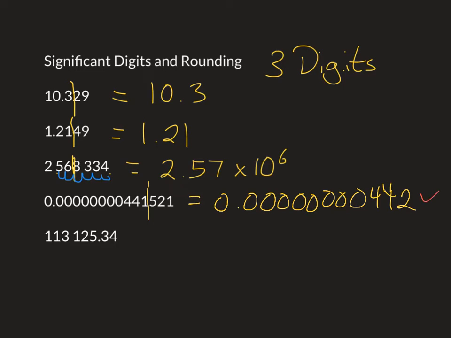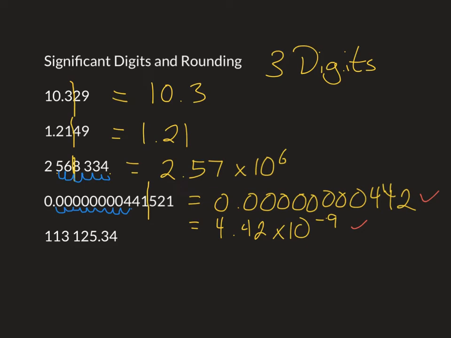Totally correct. But there's another way we could do it because that's a big number and it's hard to write stuff like that. It's annoying. So I also could have written 4.42 times 10 to the power of, how many times did I move that decimal? I moved it to here. So I moved it 1, 2, 3, 4, 5, 6, 7, 8, 9 times. So 4.42 times 10 to the power of negative 9. Okay? Both of these would get you full marks on a test.